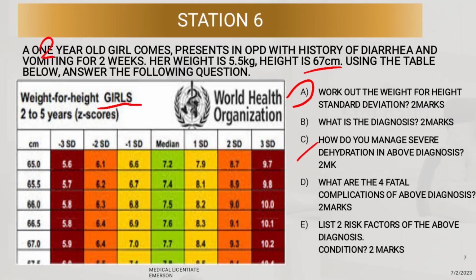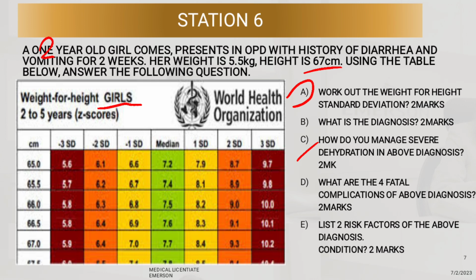Welcome to another case study. So today's case study is a 2-year-old girl who presents in OPD with a history of diarrhea and vomiting for 2 weeks. Her weight is 5.5 and her height is 67 centimeters.